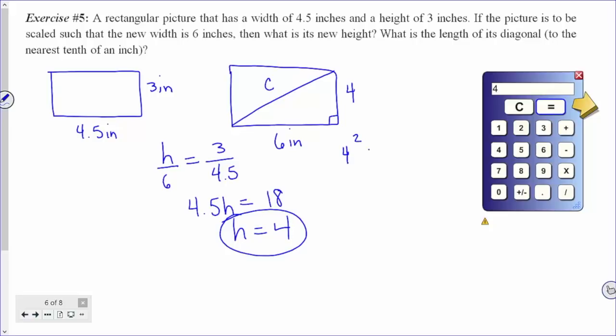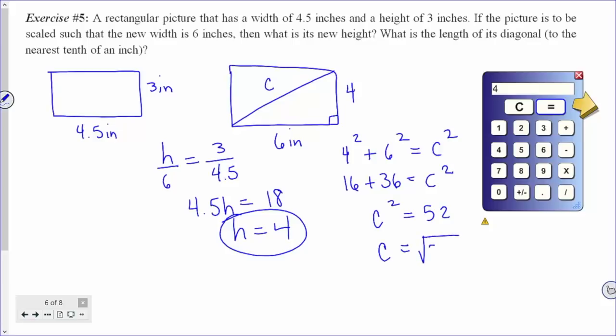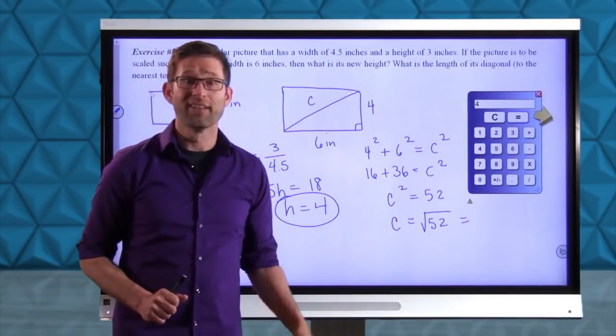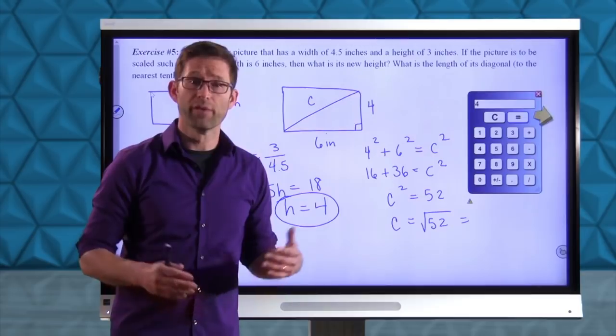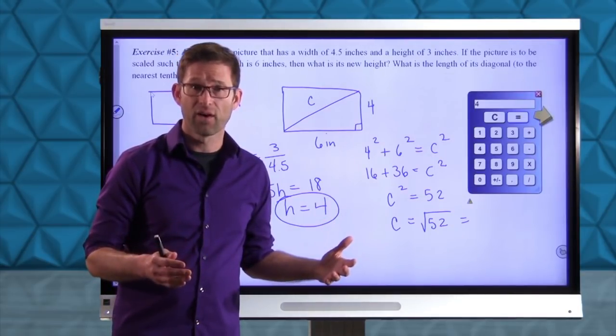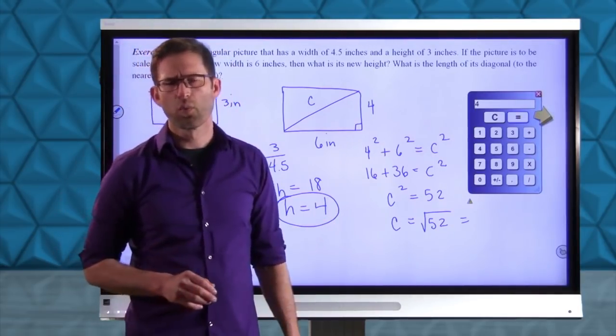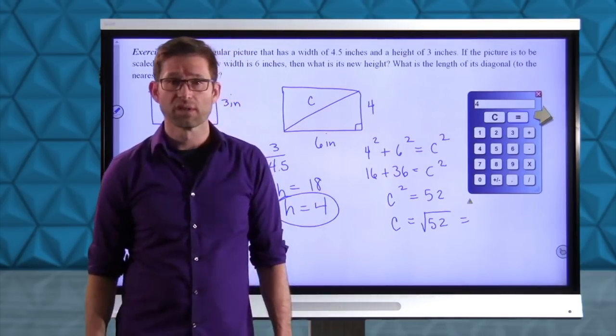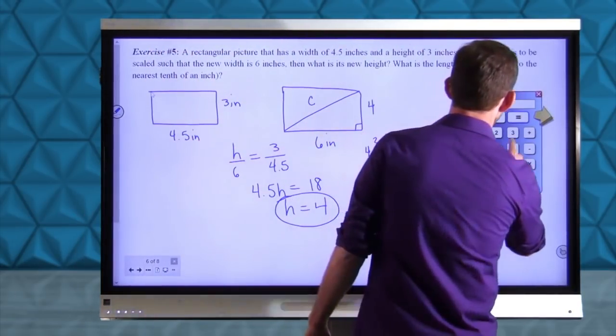I can say 4 squared plus 6 squared is equal to c squared. I'll get 16 plus 36 is equal to c squared. C squared is equal to 52, and c is equal to the square root of 52. Unfortunately, my 4-function calculator doesn't have a square root button on it. I do know that it's got to be larger than the square root of 49, less than the square root of 64.